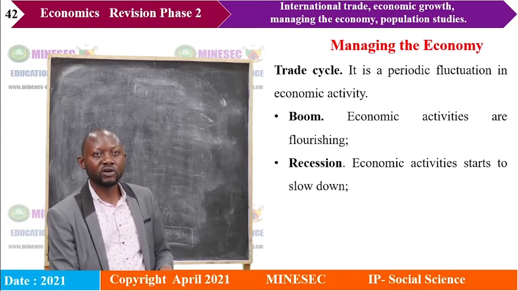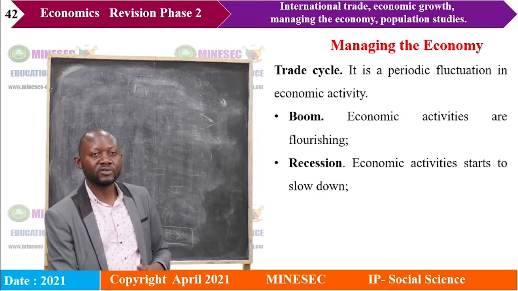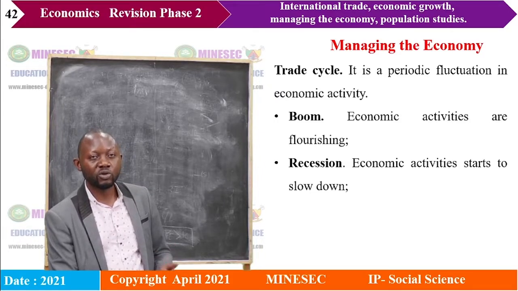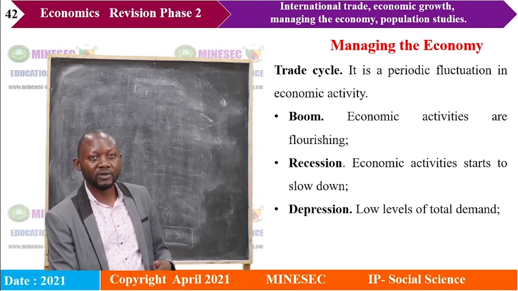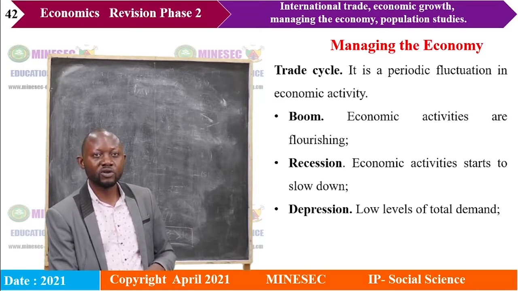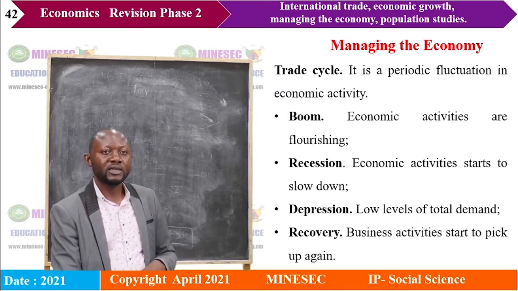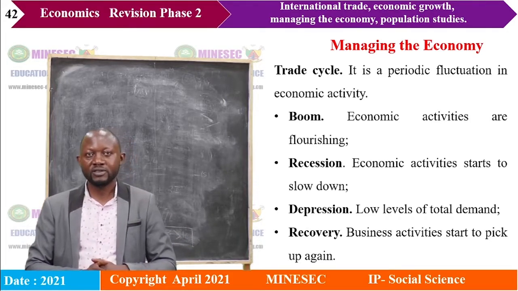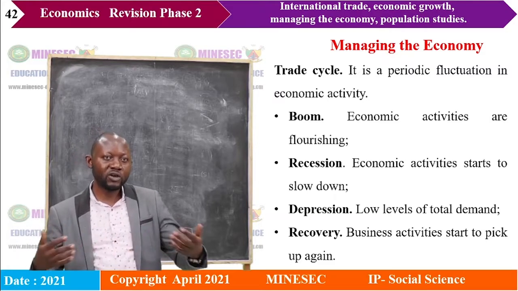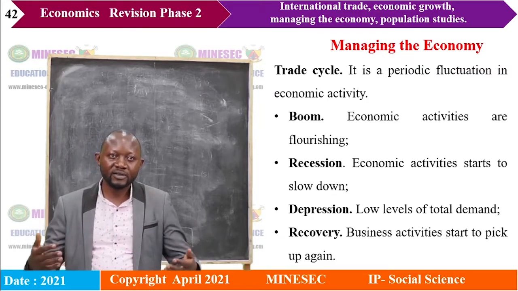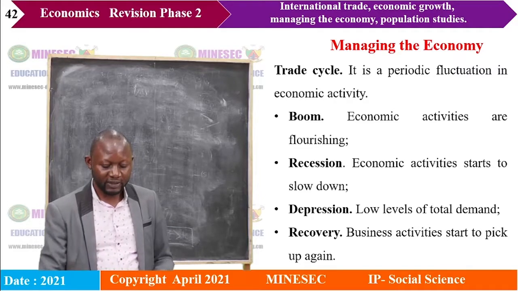We go to the recession, or what we call a downturn, a contraction. Economic activity starts to slow down, unemployment starts rising, prices start falling. Look at the depression or the slump, where you have a low level of aggregate demand and high unemployment. And then finally, we have the recovery, where business activities start to pick up again. Recovery talks about an expansion in the economy.